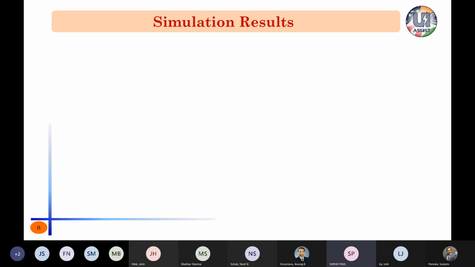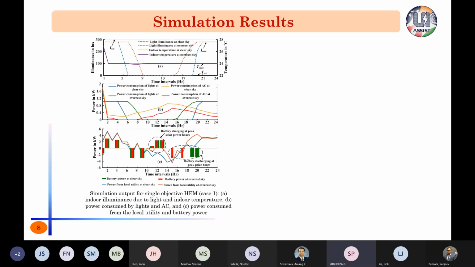With this, the simulation was first run with a single objective, where we can see in the top graph the luminance control in the case of a clear sky day and an overcast sky day. In the absence of the dissatisfaction cost, all the time the temperature is set to the maximum preferable point, not the preferred set point, and the illuminance level is set at the minimum preferable set point. According to that, the power consumption of the lights and ACs varies over the day.